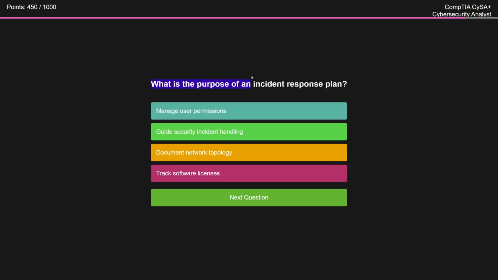What is the purpose of an incident response plan? Manage user permissions, guide security incident handling, document network topology, track software licenses. So I'm going to give you a couple seconds. So the answer, I believe here, would be guide security incident handling.